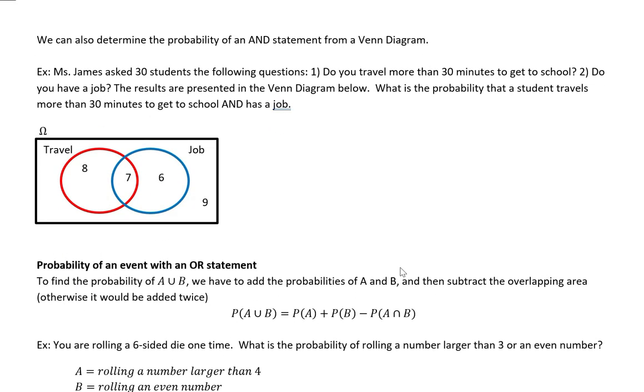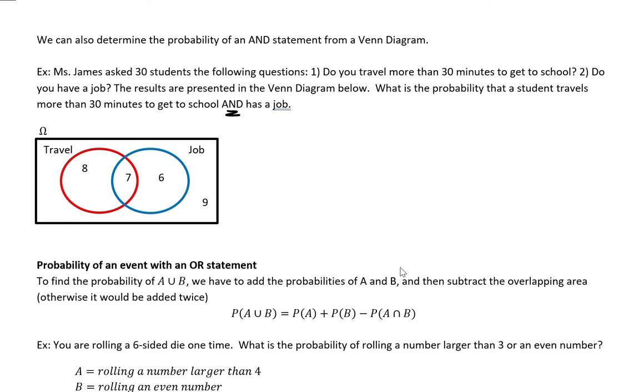We're back to this question. I asked 30 students, do you travel more than 30 minutes to get to school? And do you have a job? And so the results are given down here. The question is, what's the probability that a student travels more than 30 minutes to get to school and has a job? So we can't just take the probability of A times the probability of B and put it together, because we aren't really talking about theoretical probability anymore. We're talking about students' actual answers.